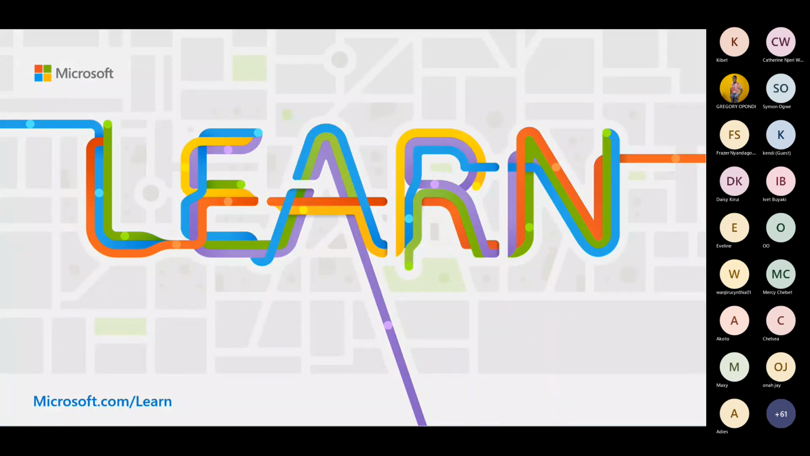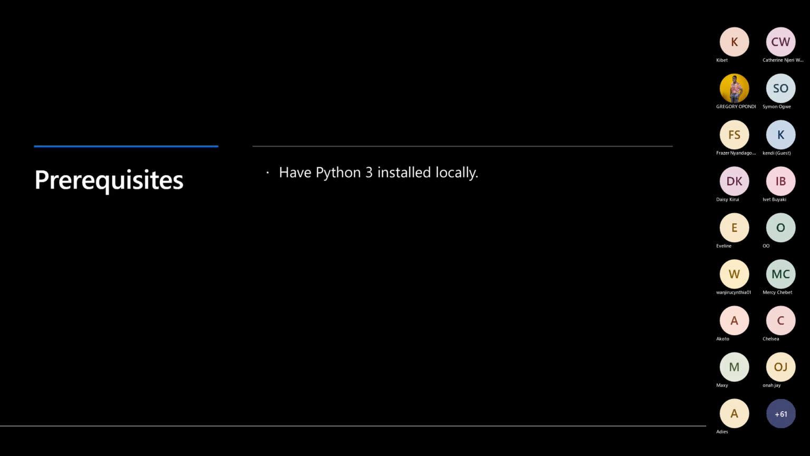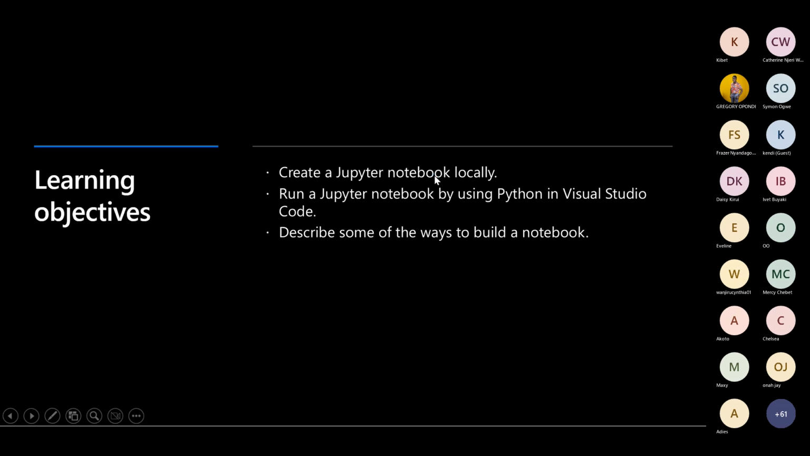So this is going to be another Microsoft Learn module. I'm going to share all the links after this, I promise, through your email. So this one, I got the module from the Microsoft Learn website, as I said. So the prerequisite is to have Python 3 installed locally. We've already done that. So we're going to learn how to create Jupyter notebooks locally. That means on our computer without having to go to the browser. Run a Jupyter notebook by using Python in VS Code. And then we're going to describe some of the ways on how to build a notebook.